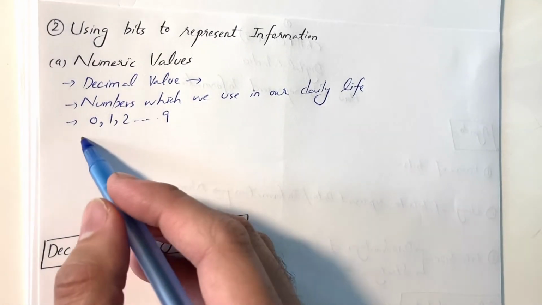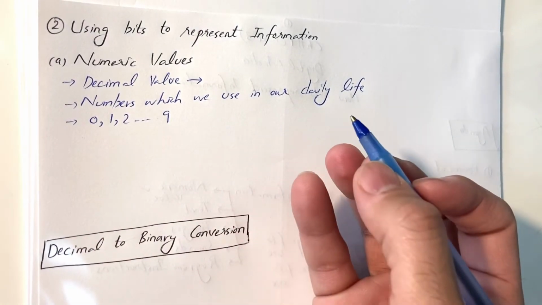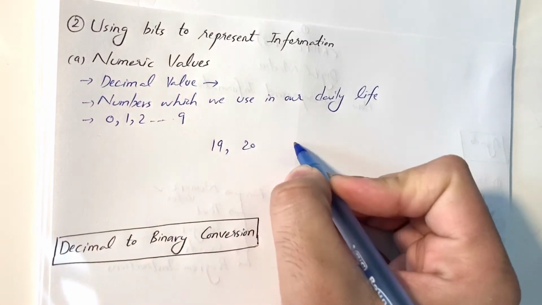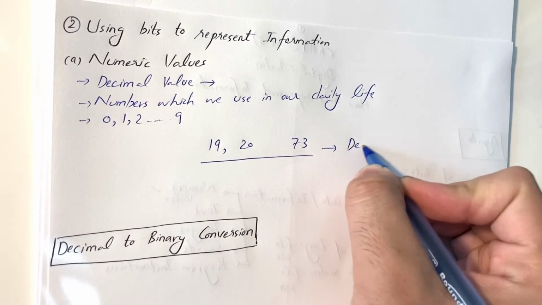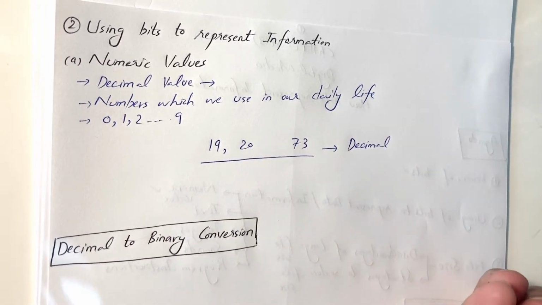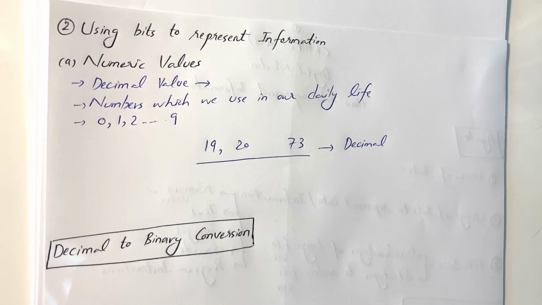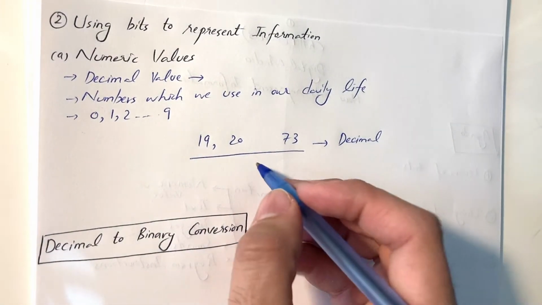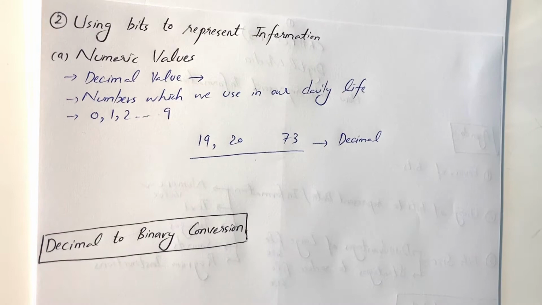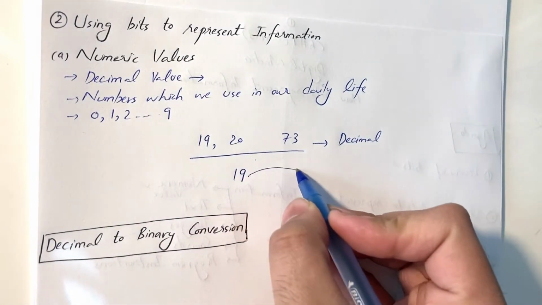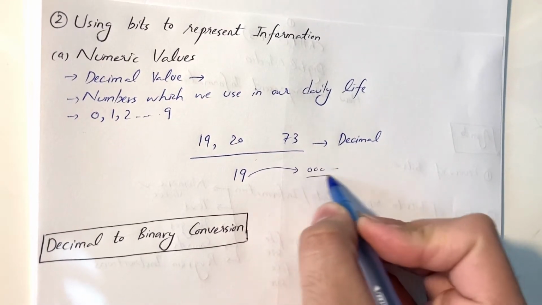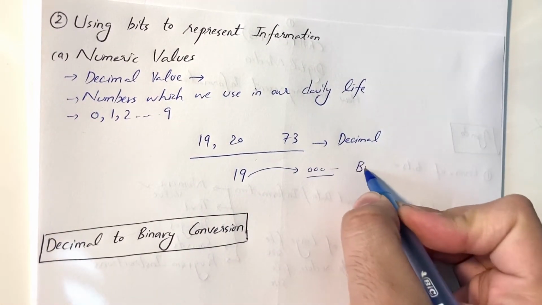Just to give you an idea, numbers like 19, 20, or 73 are all called decimal values, or numeric values, but the representation is decimal. The problem is that computers cannot understand these decimal numbers. If you want a computer to understand 19, it has to be represented in 0s and 1s, because a computer understands only binary language.